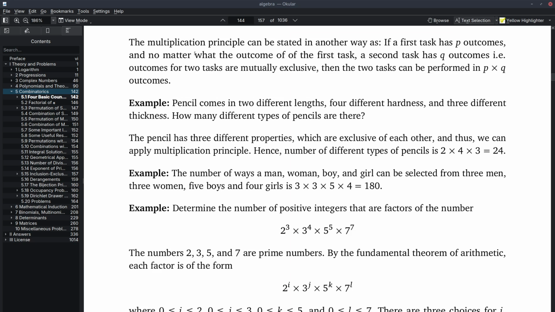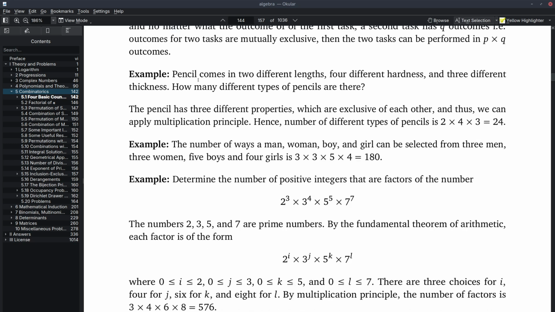The multiplication principle can be stated in another way as, if a first task has P outcomes and no matter what the outcome of the first task, the second task has Q outcomes, that is, outcomes for the 2 tasks are mutually exclusive, then the 2 tasks can be performed in P times Q outcomes. So there are some examples given.